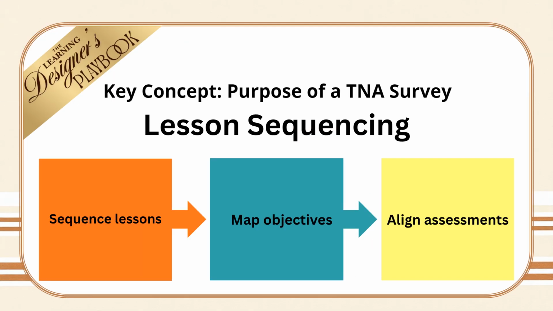The first step in curriculum design is sequencing lessons logically. Start with foundational knowledge before advancing to complex concepts. Mapping objectives to each lesson ensures alignment with intended outcomes. This mapping helps learners understand the purpose of each activity. Assessments should be integrated with lessons to measure mastery at appropriate intervals.